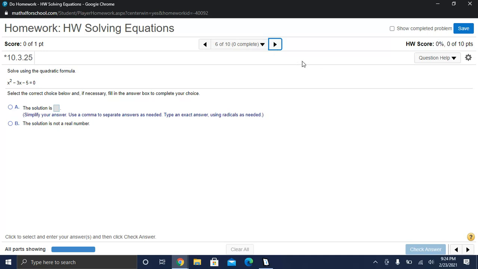Now, number 6 is the one I was thinking about. We have no choice but to use the quadratic formula for this. So your quadratic formula will be given to you on your work page. It's x equals negative b plus or minus the square root of b squared minus 4ac over 2a.